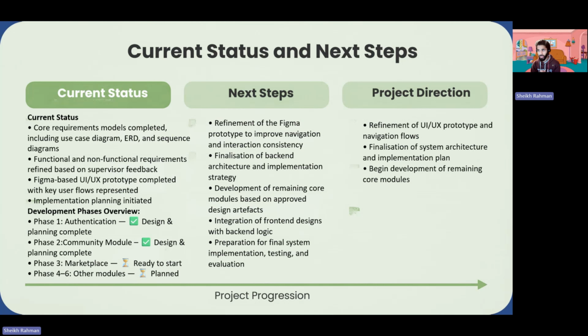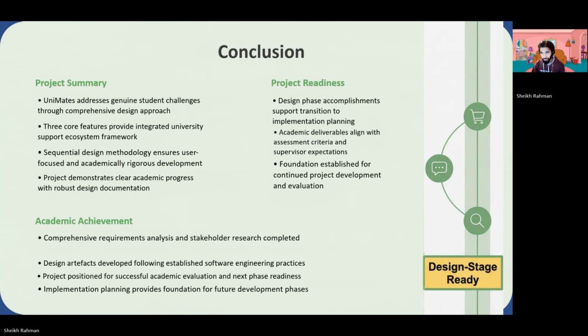Project direction. In the development phase, the authentication module is designed and complete. The community module design is complete. The marketplace and remaining modules are planned and ready for development. Feature development will focus on the integration of front-end and back-end systems, followed by testing and evaluation. Now moving to the next slide.